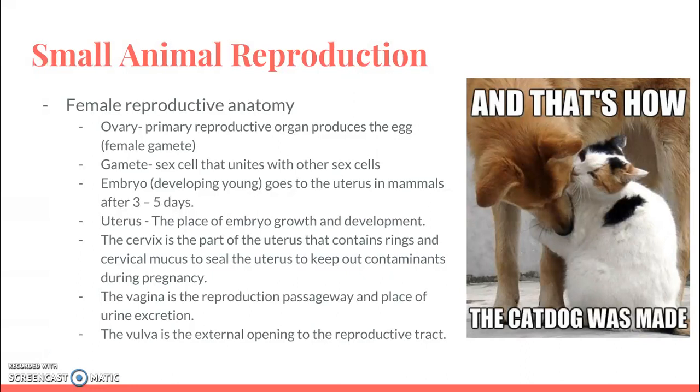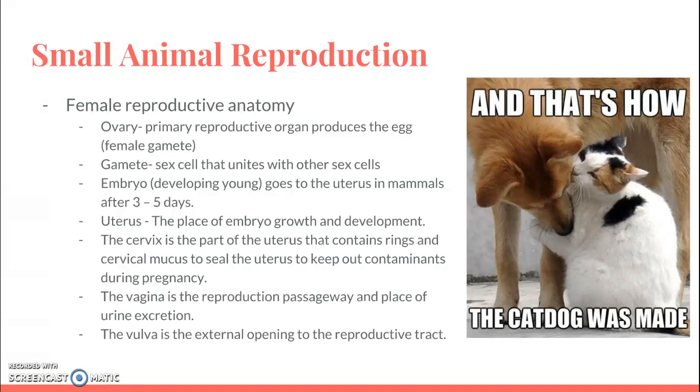So the uterus, this is the place of embryo growth and development. The cervix is the part of the uterus. It's at the very end of the uterus, and it contains rings and folds of tissue and cervical mucus, and it actually seals off the uterus during pregnancy, and that will keep out any contaminants or pathogens, make sure that the fetus is unbothered by infection and all that sort of stuff.